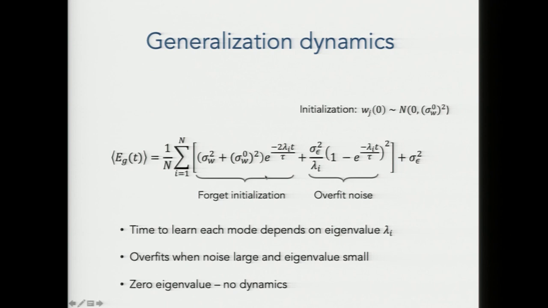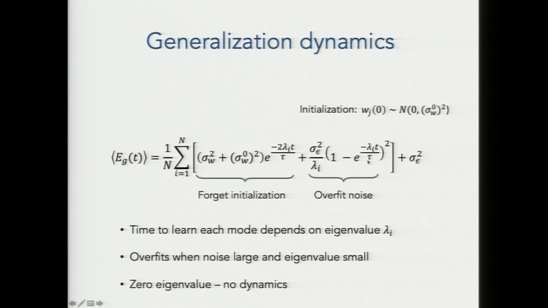Then you have this other term, which is overfitting to noise. This is exponential approach. It's increasing with time, and it's bad news. You don't want this term to get too large. So what are some lessons that you can draw from this? First of all, the learning speed for these different modes depends on the eigenvalue. You can see that the eigenvalue appears in these exponentials. That means that the more variance you have in a direction of your input data, the faster you're learning in that direction.